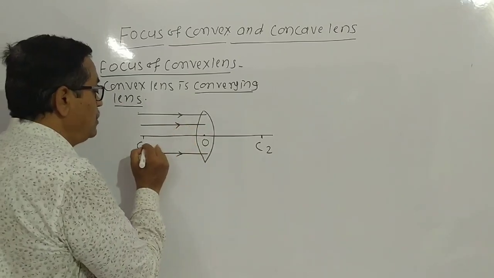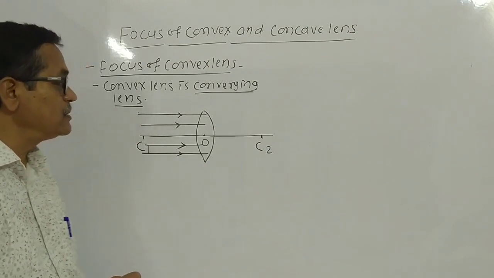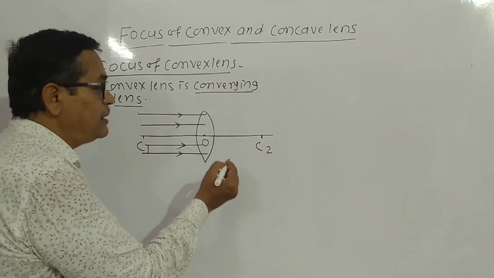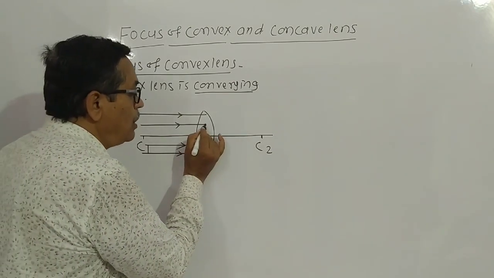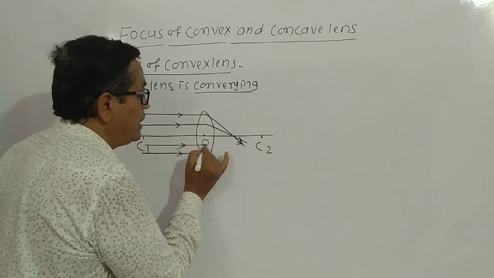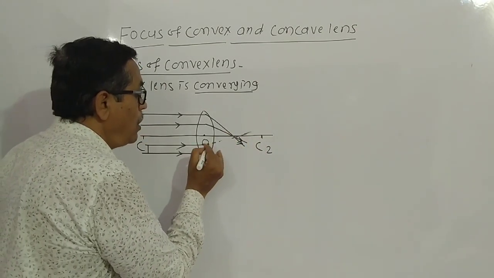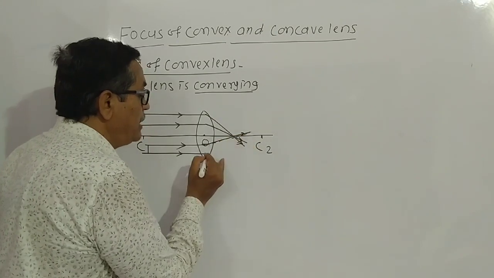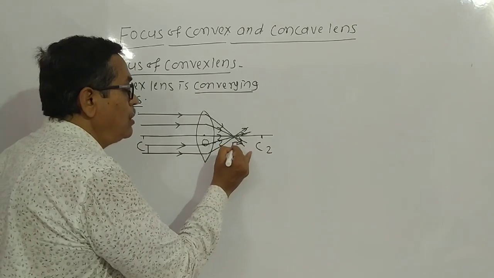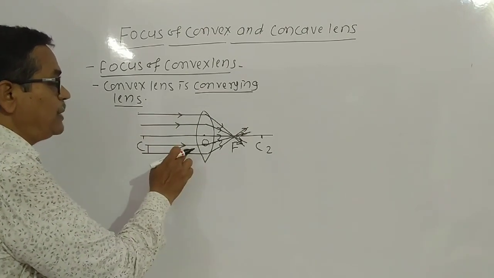All the light rays are parallel to the principal axis, and your lens is a refracting surface. They refract from the lens, and to the next side, to the right hand, they converge or meet at a single point. All the refracted rays meet at a single point here, and that point is called the focus of convex lens. Light rays are parallel to the principal axis.